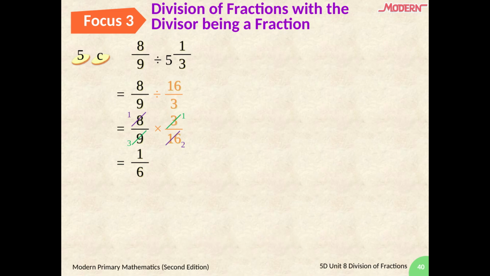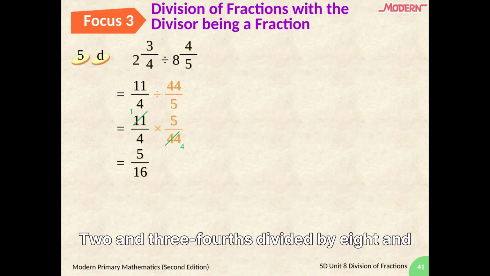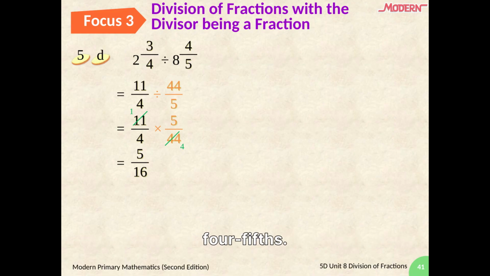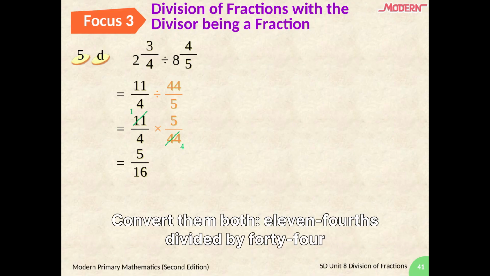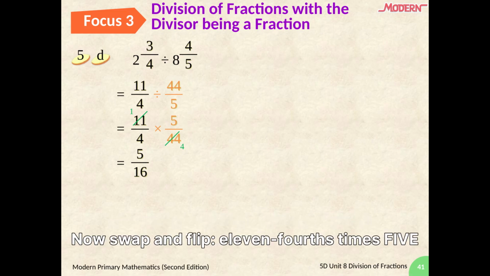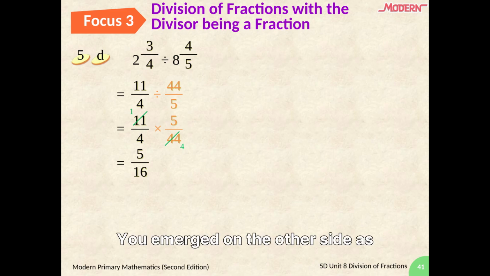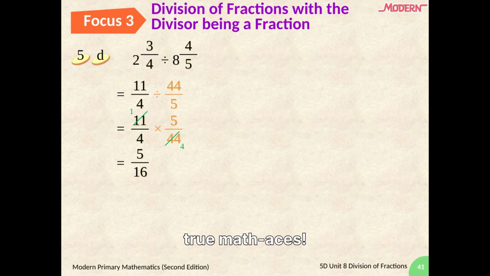One more cloud. Final cloud. The double tuxedo storm. 2 3/4 divided by 8 4/5. Convert them both. 11/4 divided by 44/5. Now swap and flip. 11/4 times 5/44. Snip the 11 and 44. They become 1 and 4. Result, 5/16. You did it. You flew through the storm. You emerged on the other side as true math aces. The runway is clear. Home stretch.